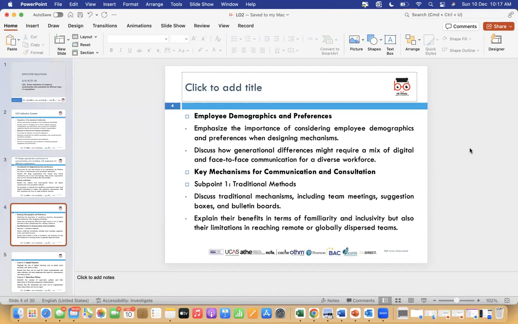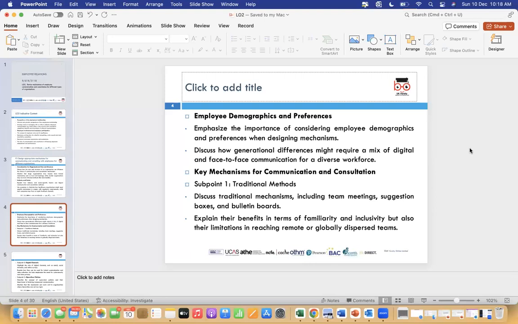Then going through employee demographics and preferences. So we're going to go through how every employee works differently. Region matters as well, right? People in the UK might work differently compared to people in the US. There are employees working differently everywhere, culture comes into play, so many things come into play. And how there has to be a proper mix of digital and face-to-face communication for a diverse workforce. So someone working in the UK is trying to contact someone working in, say, Nigeria or Africa. How does that digital communication work, and what's the difference when they come face-to-face as well? So we'll talk about that.